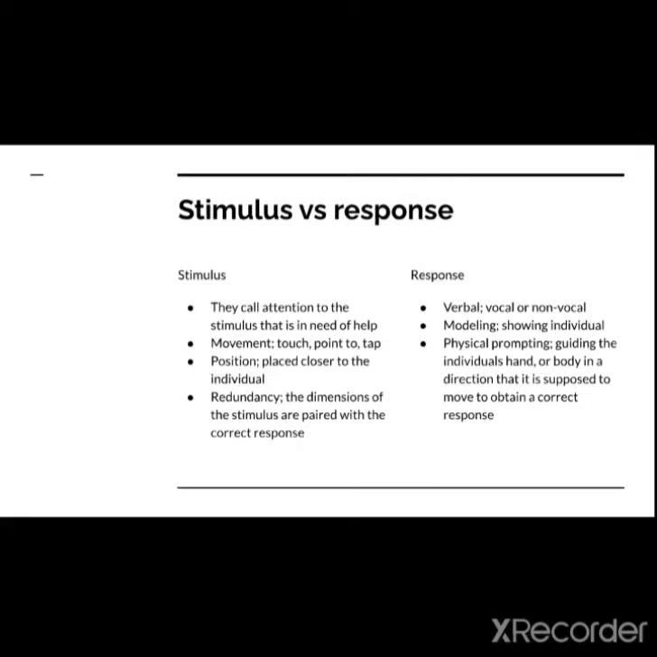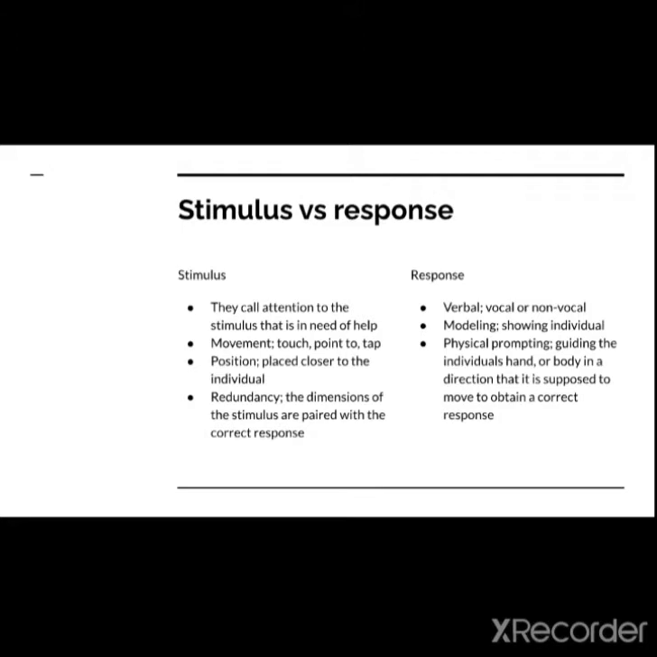So what's the difference between stimulus versus response? Stimulus prompts call attention to the stimulus that is in need of help. So this involves movement, such as touching or pointing to or tapping on. Position, place it closer to the individual. Redundancy, the dimensions of the stimulus are paired with the correct response. So it could be bigger, bolder, larger, brighter.